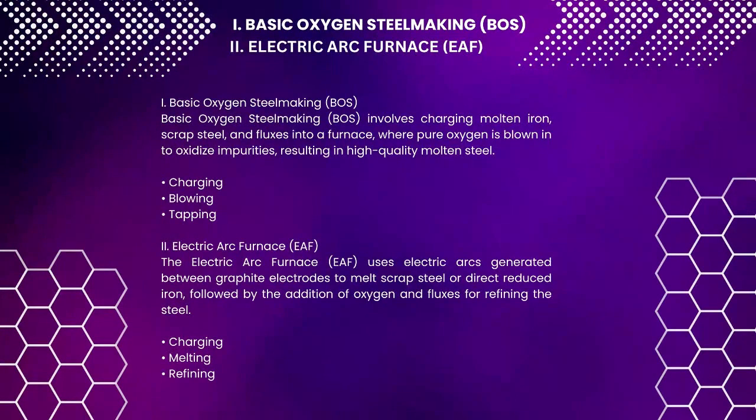The electric arc furnace uses electric arcs generated between graphite electrodes to melt scrap steel or direct reduced iron, followed by the addition of oxygen and fluxes for refining the steel. The electric arc furnace method begins with charging scrap steel or direct reduced iron into the furnace. Electric arcs are generated between graphite electrodes, creating intense heat that melts the metal. This method is highly efficient and environmentally friendly. To refine the steel, oxygen and fluxes are added to remove any remaining impurities, ensuring the final product meets industry standards.